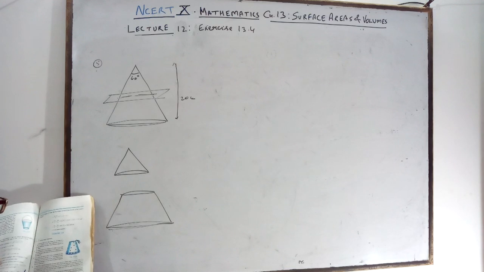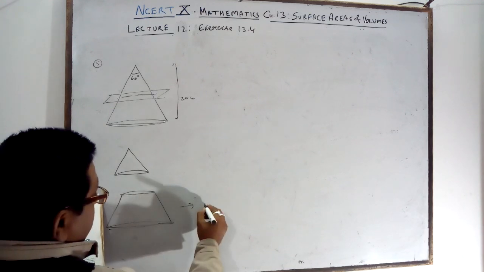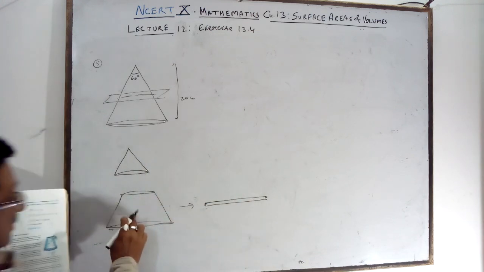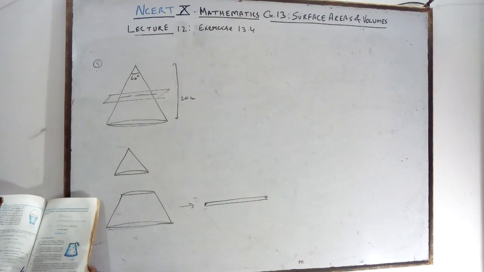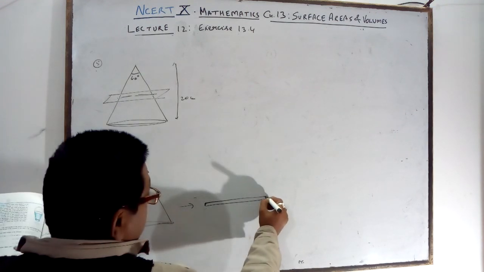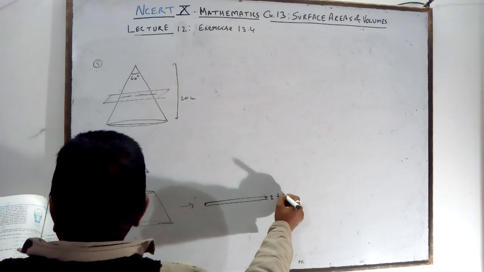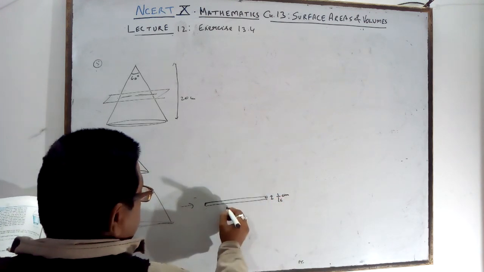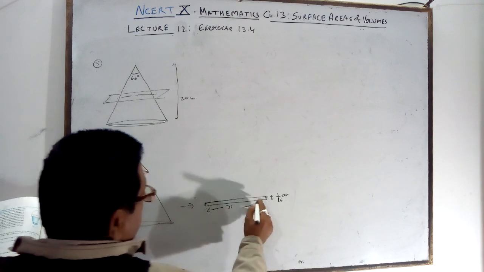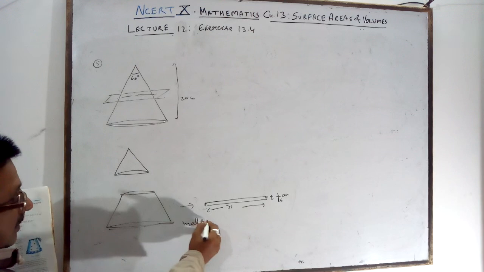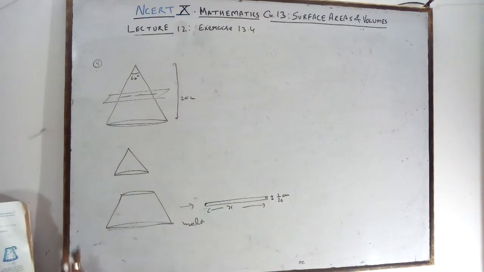If the frustum so obtained is melted and drawn into a wire, you are melting this part and forming a wire whose diameter is given as 1 upon 16 centimeter. Find the length of the wire. You want to find out the length. This is melted and formed into a wire. What is the length of the wire?